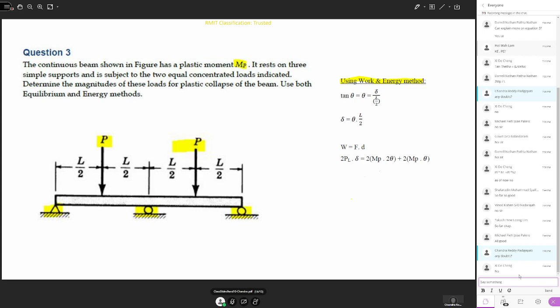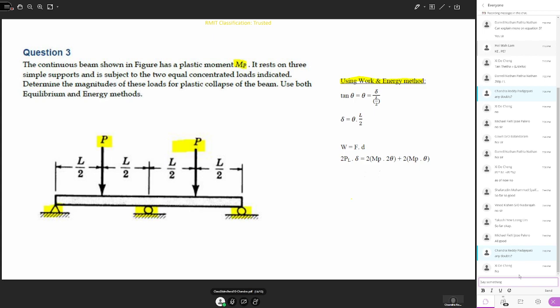So now let us look at the next question. There are only 3 questions under plastic design. For all the 3 questions, you need to draw the collapse mechanism, and also you need to find out the plastic load in terms of the plastic moments and in terms of the geometrical parameters of the structure. In most of the cases, it will be the length of the beam.